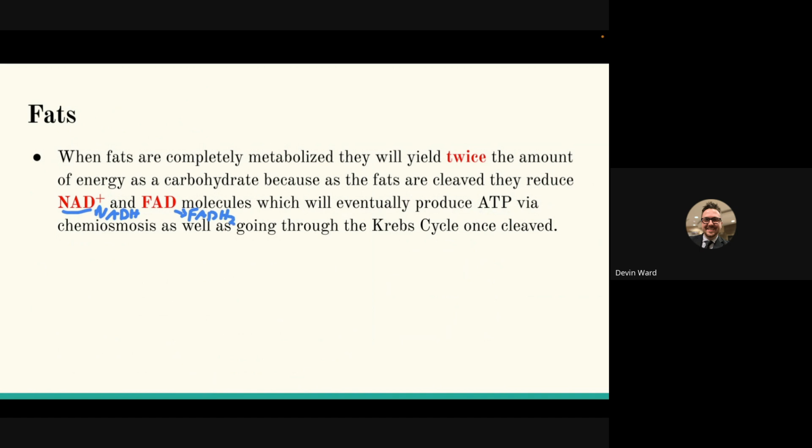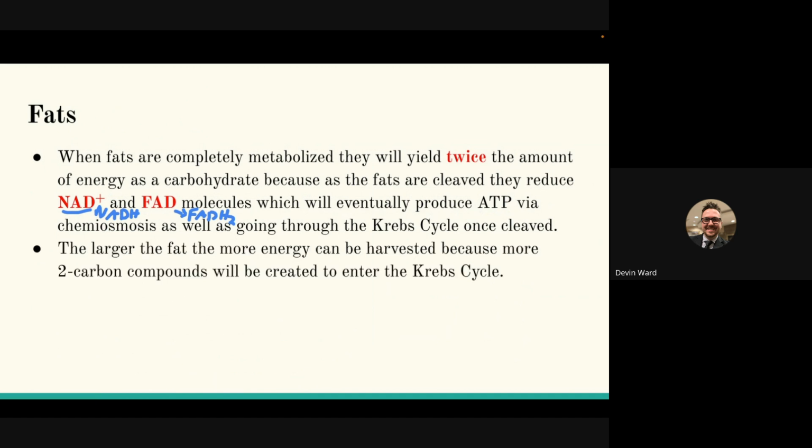Those are our electron carriers. They go into the electron transport chain and create ATP through chemiosmosis. Okay, and then the acetyl CoA also goes through the Krebs cycle. Okay, so we're making ATP both from the electron carriers and from the acetyl CoA.